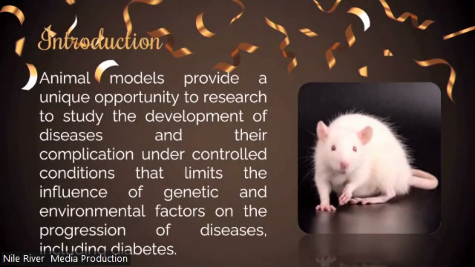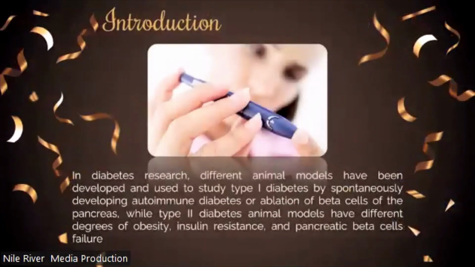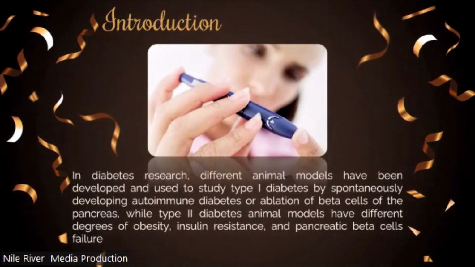conditions that limit the influence of the genetic and environmental factors on the progression of the disease, including diabetes. In diabetes research, different animal models have been developed and used to study type 1 diabetes by spontaneously developing an autoimmune disease or ablation of the beta cells of the pancreas. While in type 2 diabetes, animal models have different degrees of obesity, insulin resistance, and pancreatic beta cell failure.